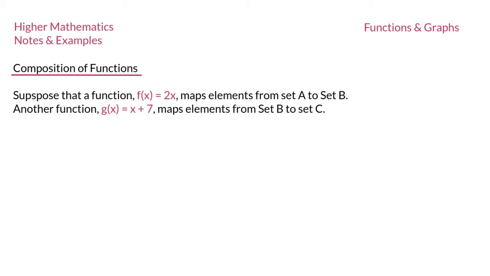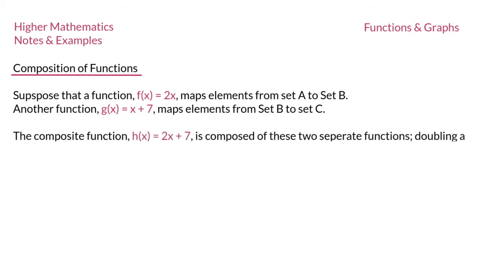Is there a way to combine these two functions into one single function? Can we double a number and then add on 7? Of course, we know that we can. That function would be a new function we could call h of x, which would be to multiply by 2 and then add 7. So h of x here is composed of these two separate functions, doubling a number and then adding 7. And actually, many functions that you may have seen before can be thought of as composed of 1 or 2 or even 3 different parts.